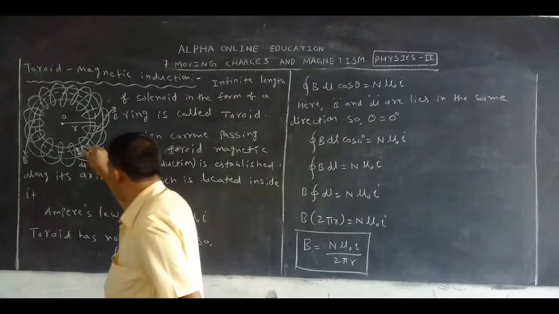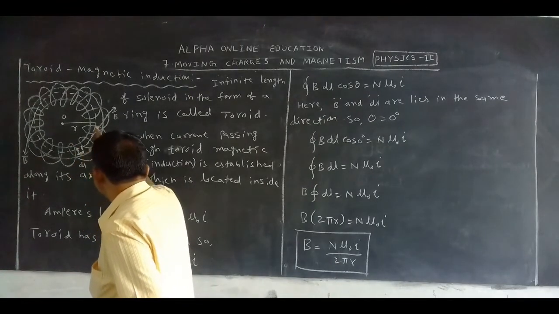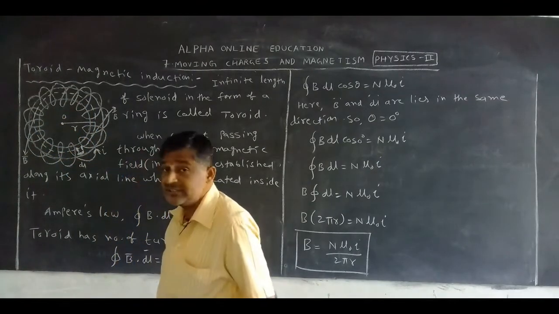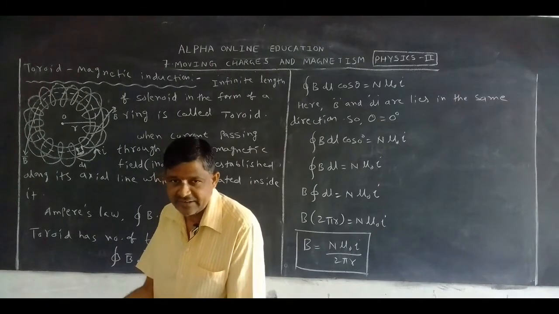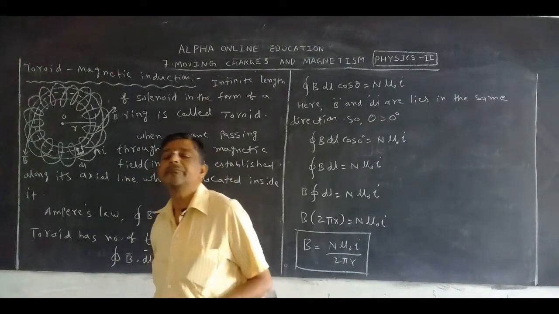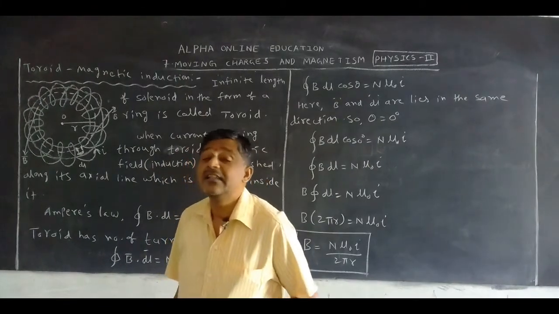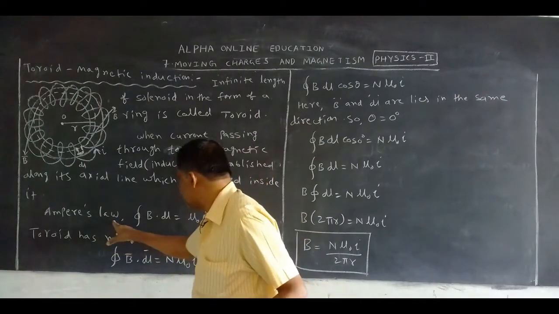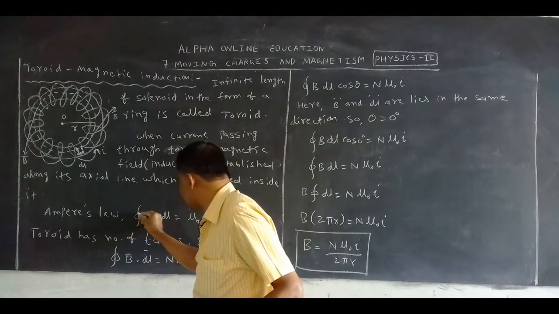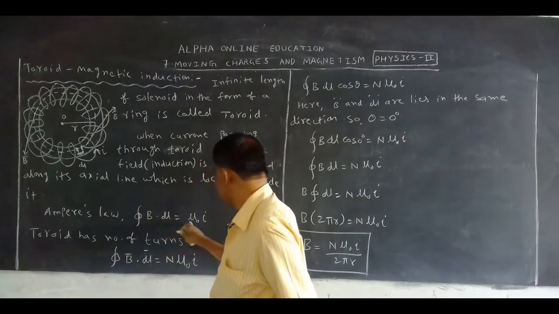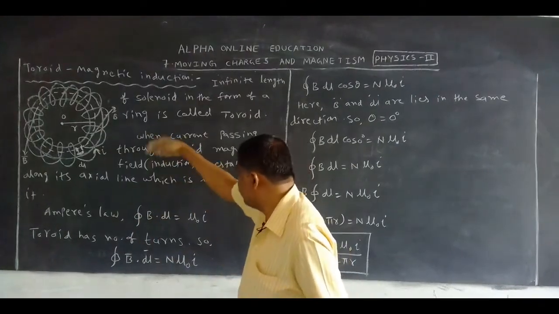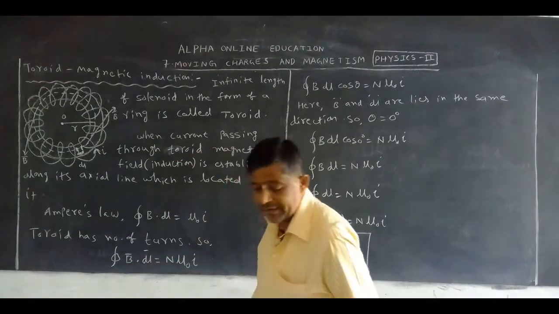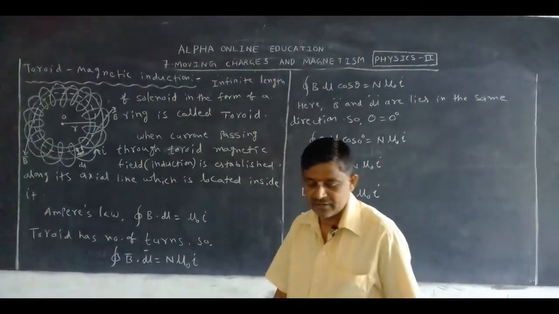Now let us take a small element dl on the uniform magnetic field. Let us take Ampere's law. In Ampere's law, we take a small portion on the magnetic field line. So, Ampere's law: closed integral B dot dl is equal to mu 0 I. The toroid has a number of turns, so closed integral B dot dl is equal to n mu 0 I. What is n? Number of turns.